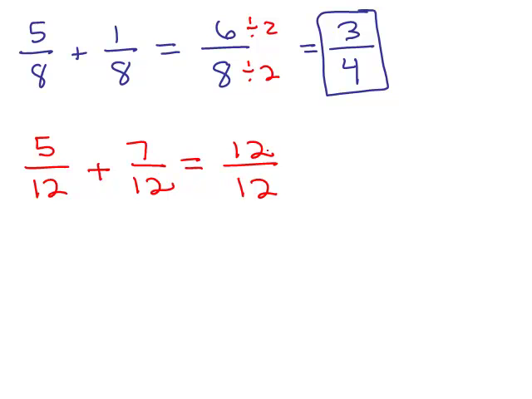We do not have a proper fraction anymore because the numerator is not smaller. So there's two ways we can go here. We could just divide, or we could reduce. And for this problem, you get the same answer in each case. 12 divided by 12 is just 1.